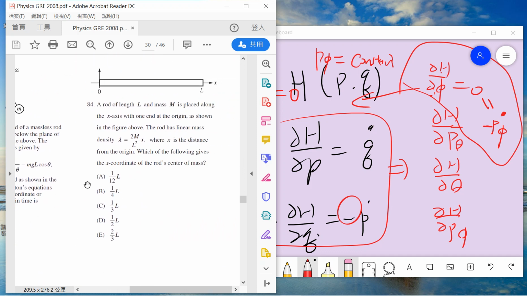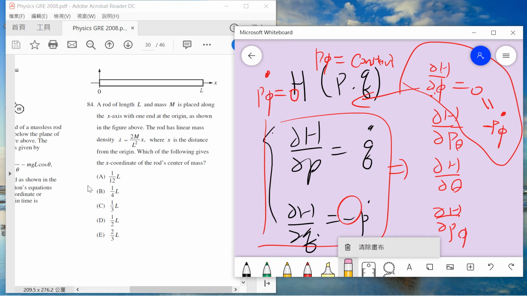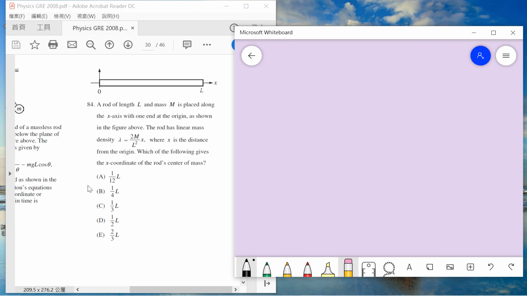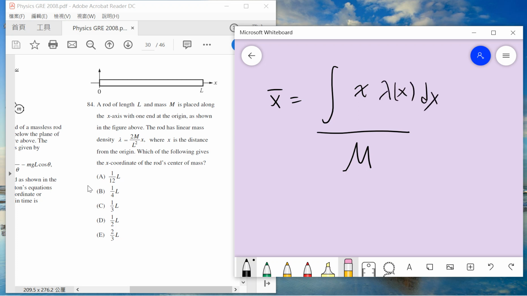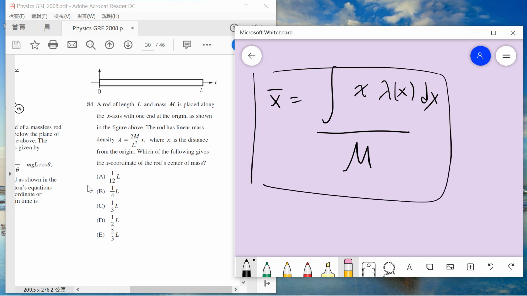Okay, 84 says that a rod of length L and mass M has some strange linear mass density, and asks you to find the x coordinate of the center of mass. Basically, this is not physics, right? This is basically calculus. The center of mass is the numerator, x times density dx, divided by the total mass. This is the formula from calculus. Okay, so we can solve it.